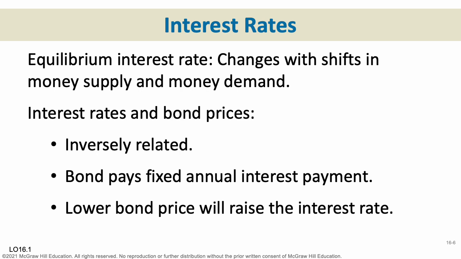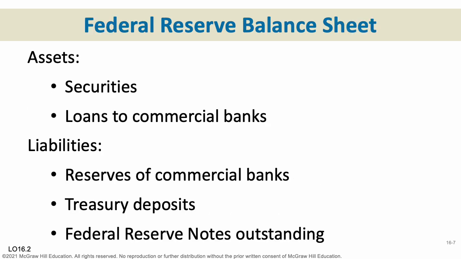If you guys ever take a finance class, you're going to run into this more, but bonds generally pay a fixed annual interest payment. If the bond's cheaper, it raises the interest rate. If the bond's more expensive, it lowers it. They're inversely related. With that said, this is now going to bring us to the Federal Reserve. And remember, the way that the government can influence the economy is via fiscal policy, which we already covered, and now through the Federal Reserve via monetary policy, which we covered a bit, but we're going to look at a whole lot more in this chapter.